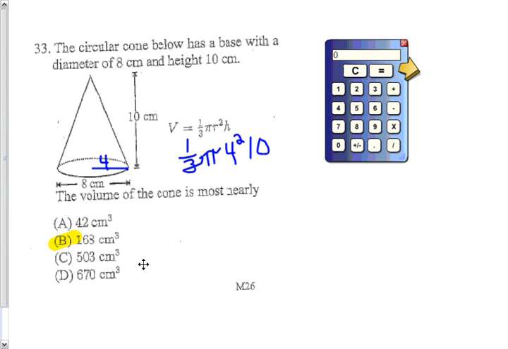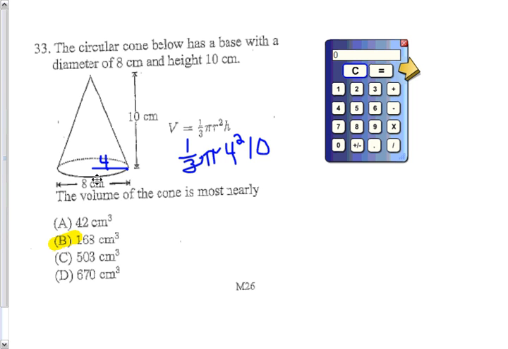And let me look closely. I think answer choice D is going to be, we'll work it out, as if you used 8 instead of using 4, times 8 times 8, and yes, divide that by 3, 669. So answer choice D is if you used the diameter of 8 centimeters for your radius and plugged it in and solved the equation correctly, but using the wrong measurement.